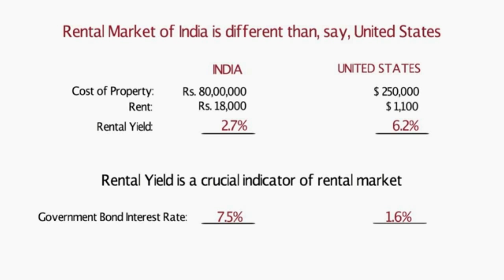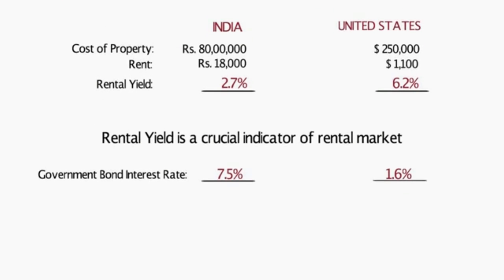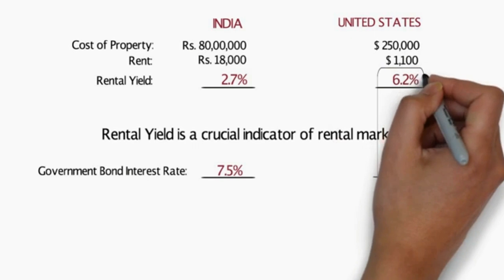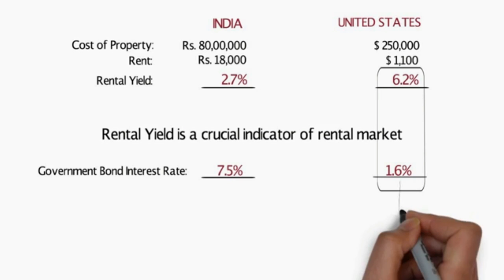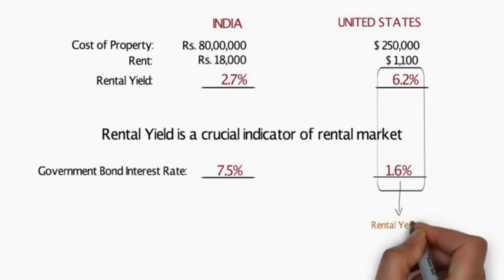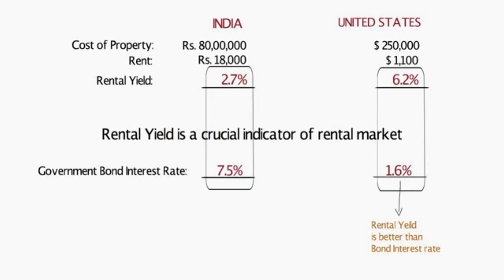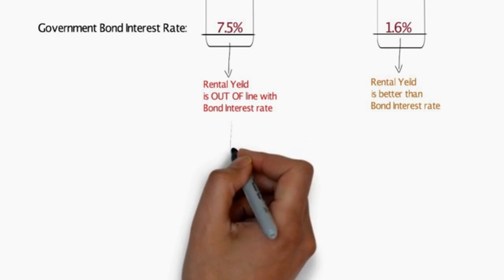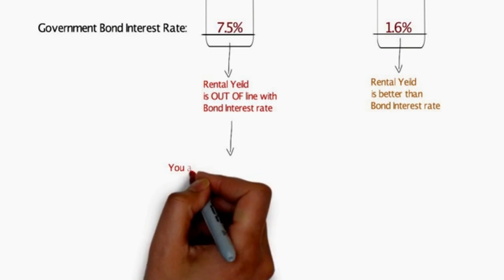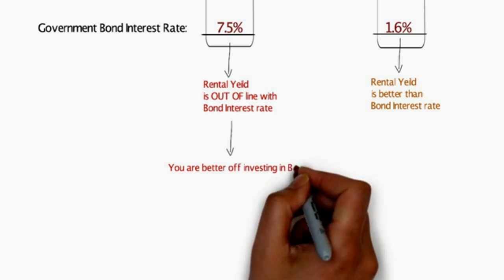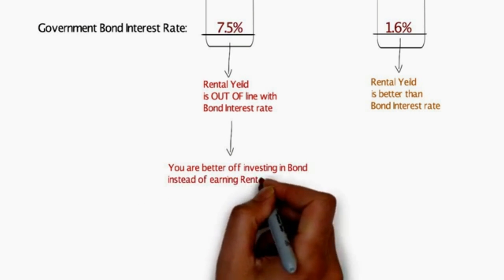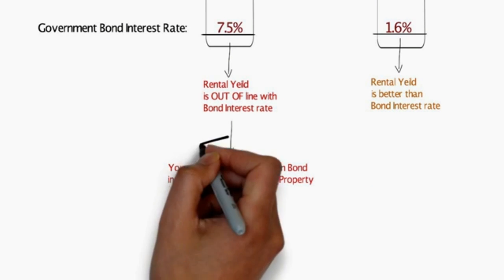We can very well see that in the case of the United States, the bonds which are paying a paltry 1.6% are quite easily outpaced by the rental yield one can get on a property. The same is not true with India, because the rental yield of about 2.7% is not at all comparable to the 7.5% which a guaranteed bond issued by the government can give. So essentially what it tells you is that in India, you are better off investing in a bond and receiving a guaranteed interest of 7.5% instead of going for a rental yield, which stands nowhere close to it.